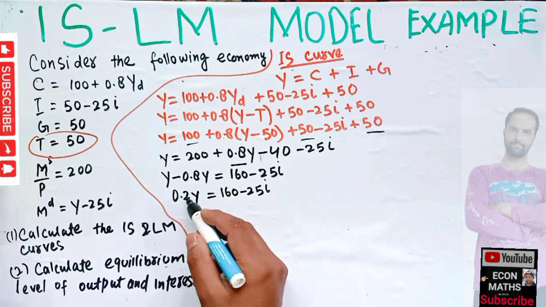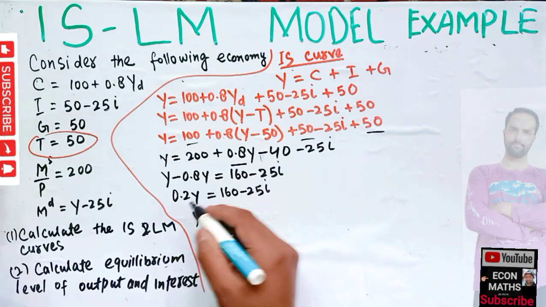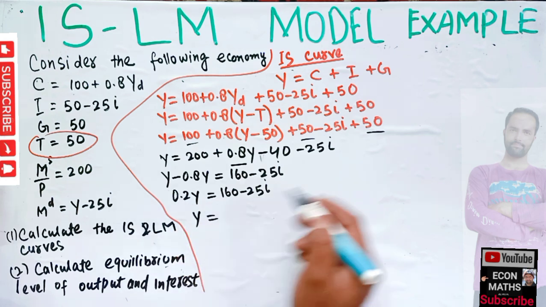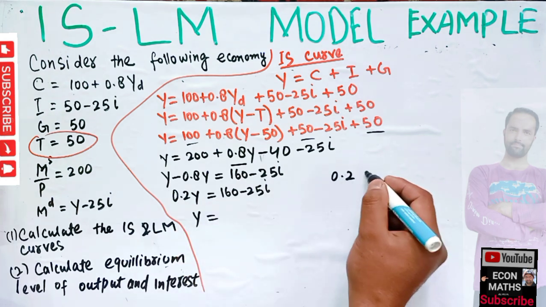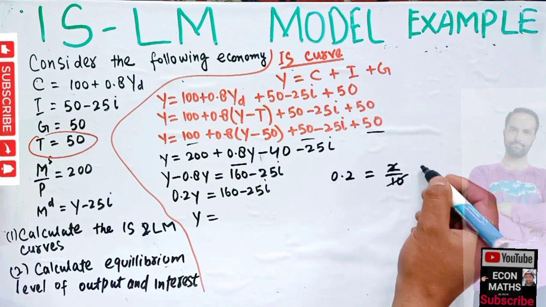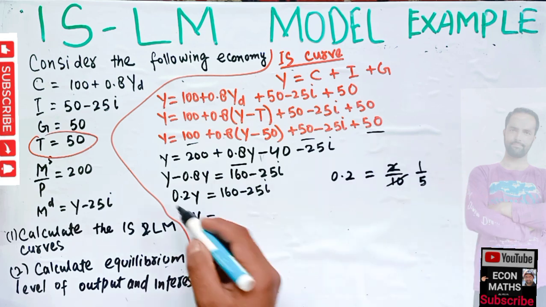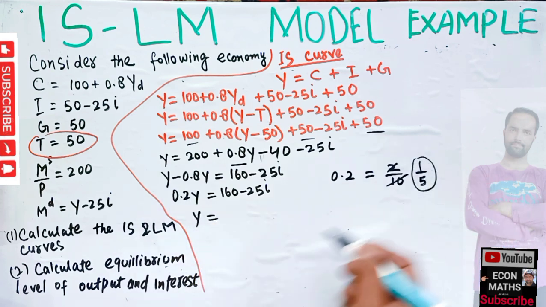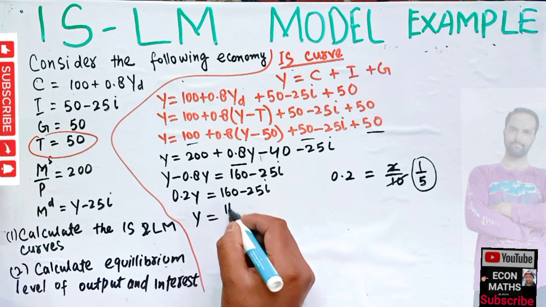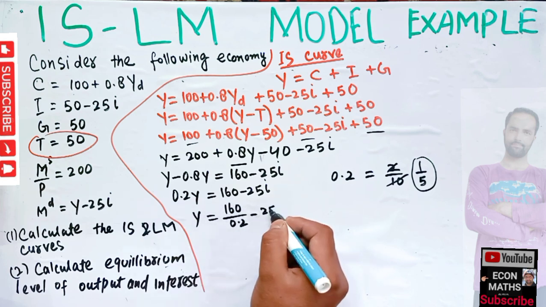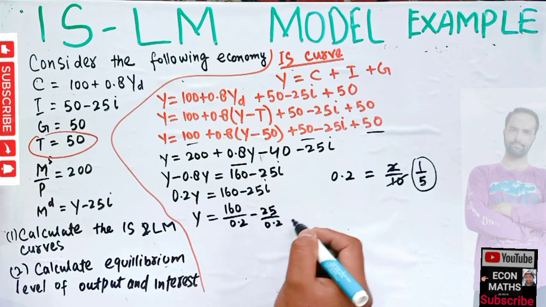We have 0.2. If I transpose it here, it will get divided. But what is 0.2? 0.2 can be written as 2 upon 10. 2 ones are 2, 2 5s are 10, so this is 1 upon 5. So in place of this 0.2, we have 1 upon 5. So I can write it like this: 160 upon 0.2 minus 25 upon 0.2 I.